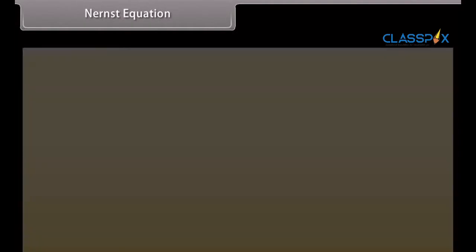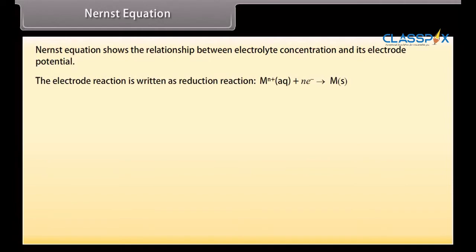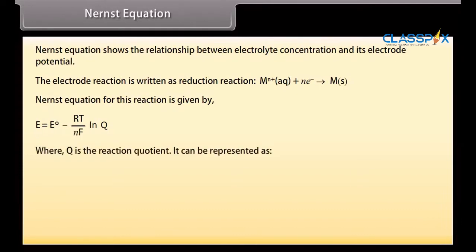Nernst equation. The Nernst equation shows the relationship between electrolyte concentration and its electrode potential. The electrode reaction is written as a reduction reaction. The Nernst equation for this reaction is given by E is equal to E naught minus RT upon nF multiplied by natural log of Q, where Q is the reaction quotient. It can be represented by M upon M ion. Put the value of Q in the above equation.